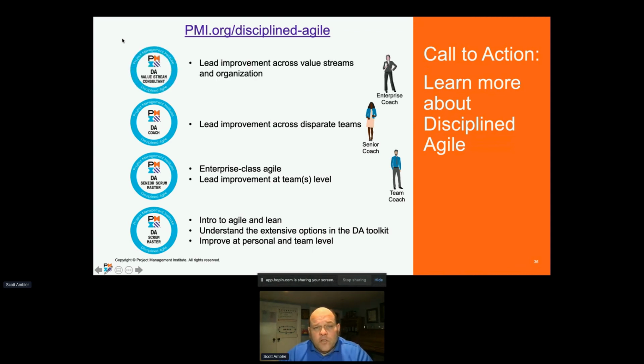And then the value stream consultant, how do we lead improvement across value streams? This is more of an enterprise coach. How do we get a large number of teams working together effectively and tweak and tune and improve the process over time, so that way we become more effective, more competitive in the marketplace? So that's the basic learning strategy. So there's a career path here. You work your way up the food chain, and focus on what you want to do in your career. So a lot of great advice there.